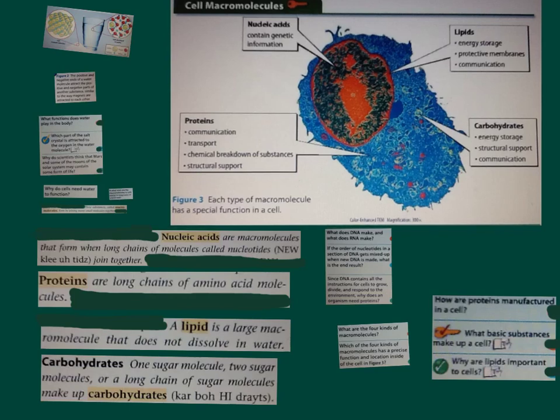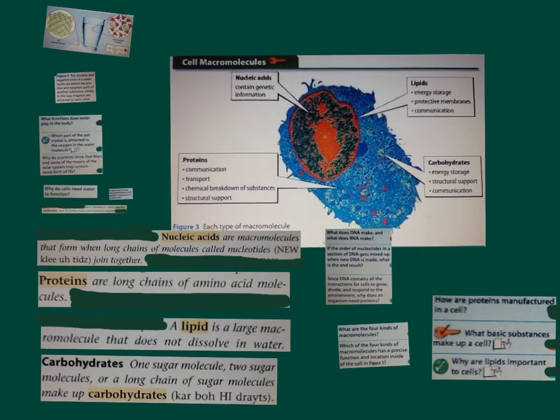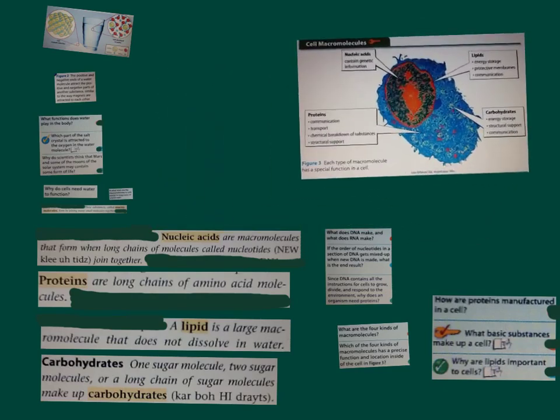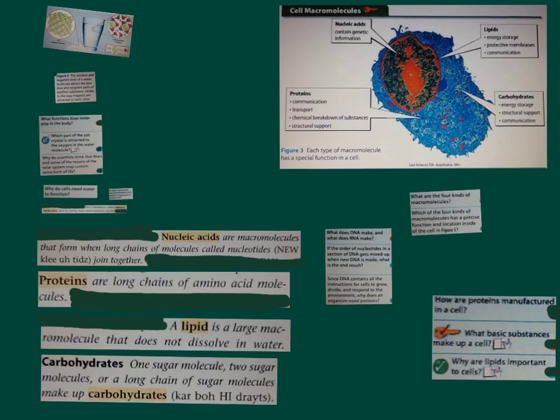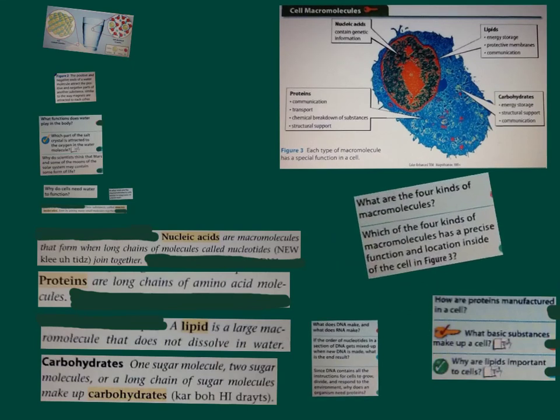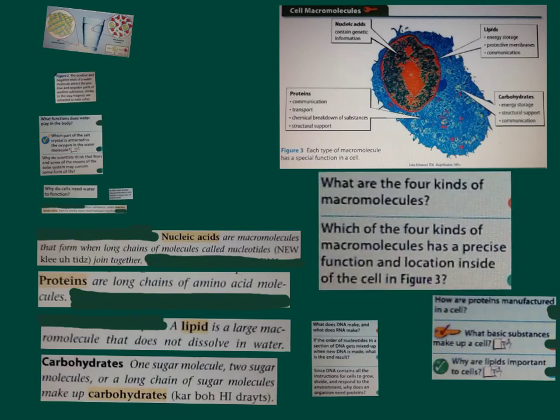Okay, so now I'm going to be shrinking this information a little bit. And wanting you to please, again, start to write questions and answer them. What are 4 kinds of macromolecules? I just mentioned those if you didn't already get that. And the second question, this question and this question, which of the 4 kinds of macromolecules has a precise function and location inside of the cell in this figure?